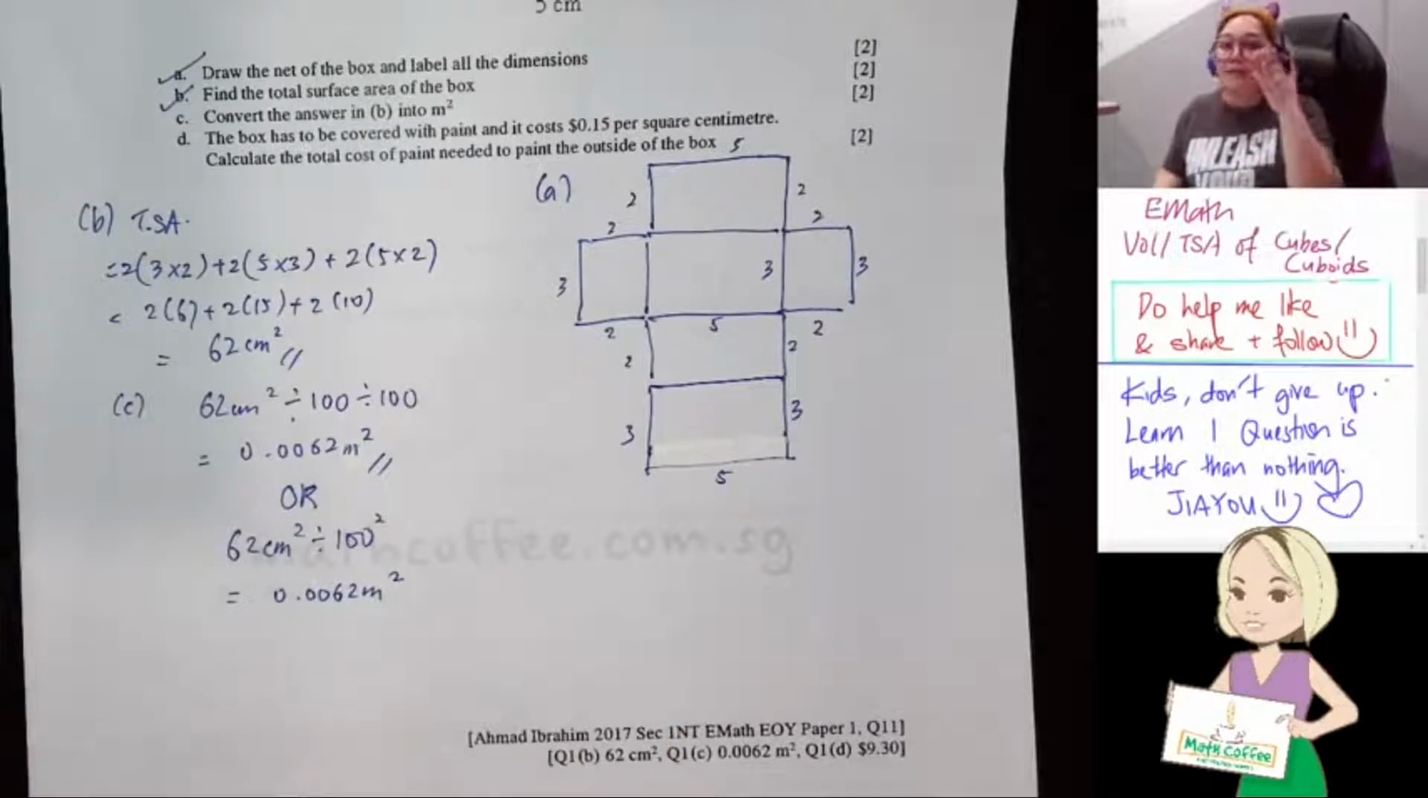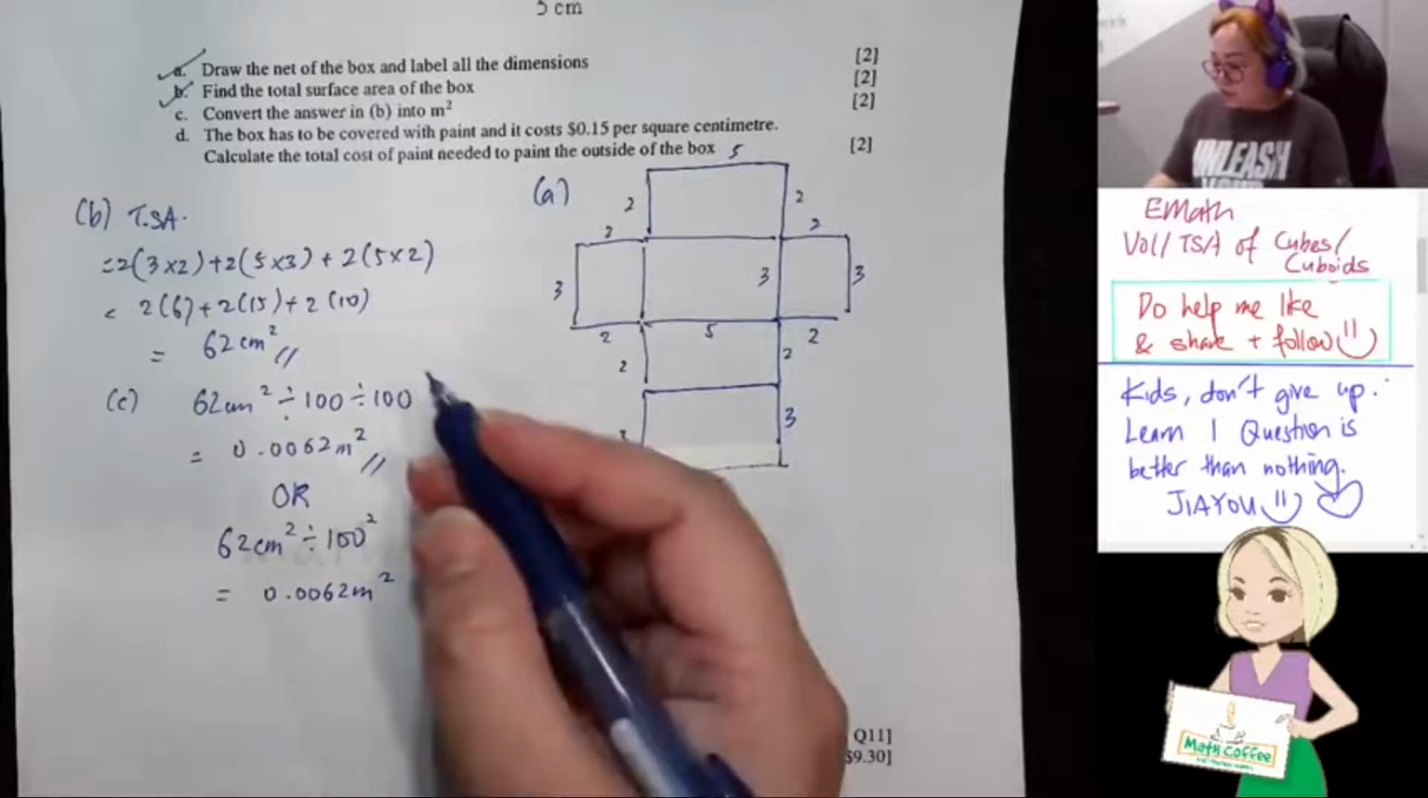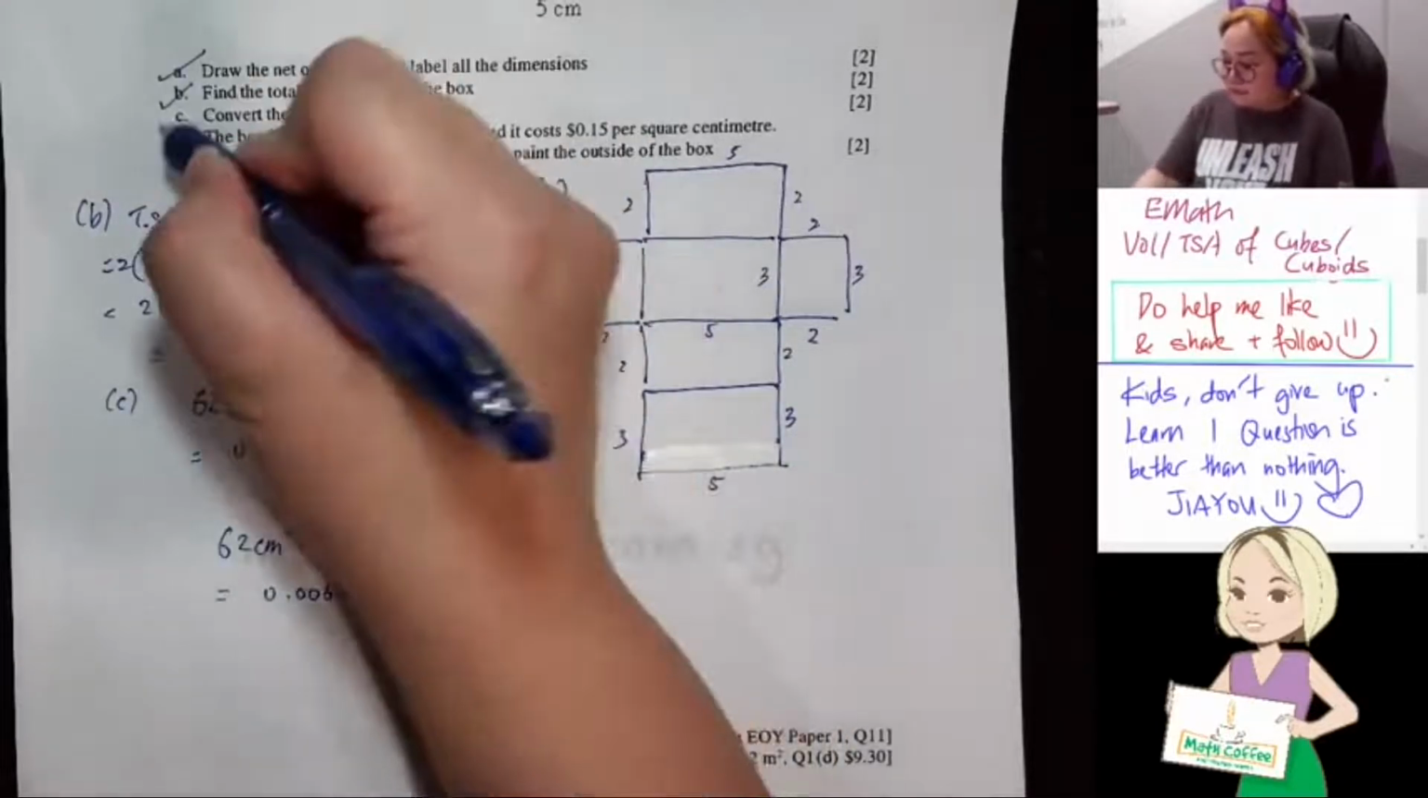So likewise, later maybe we'll be converting. If you want to change cm cubed to meter cubed, then it's cubed. So you will divide by 100 to the power of 3. You understand? Okay? So that will be for part C, converting.